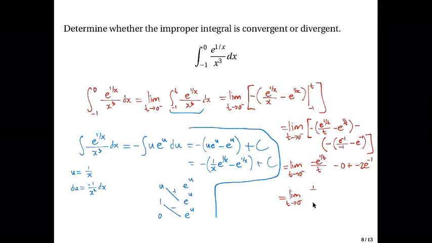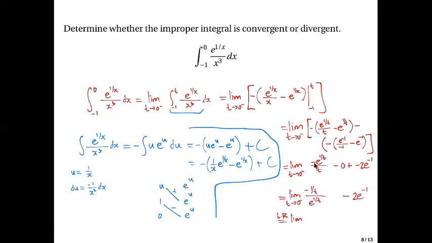1 over t, and then all over e raised to 1 over t. And by the way, there's a minus here. So we have the minus there. And then we still have that minus 2e raised to negative 1. And in here, we apply L'Hopital's rule.